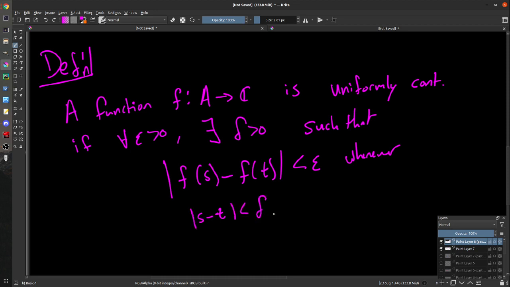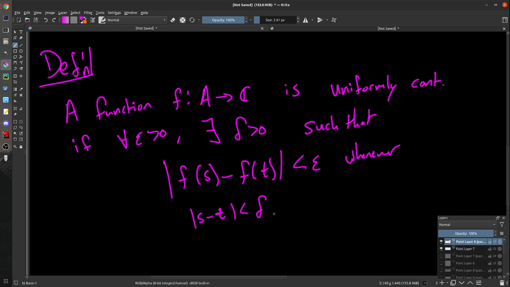So this looks almost like the regular definition of continuity, but the big thing here is that we are not saying continuous at, say, some particular point s or something like that, right?